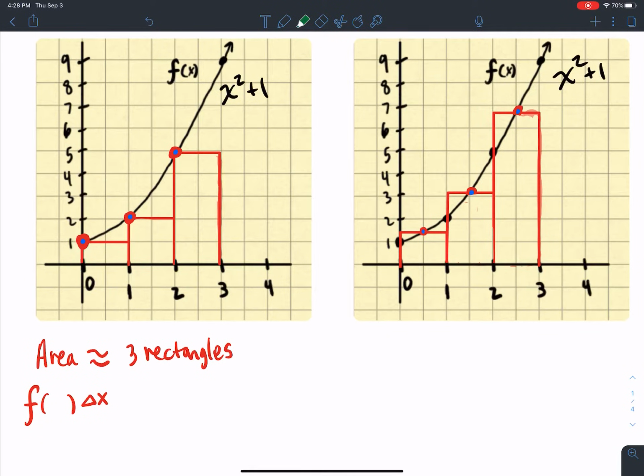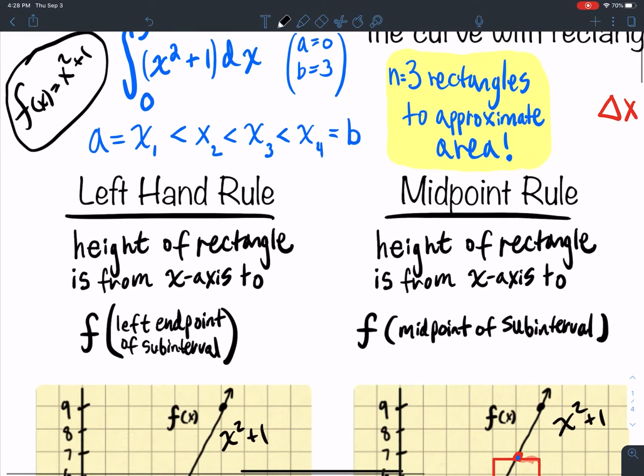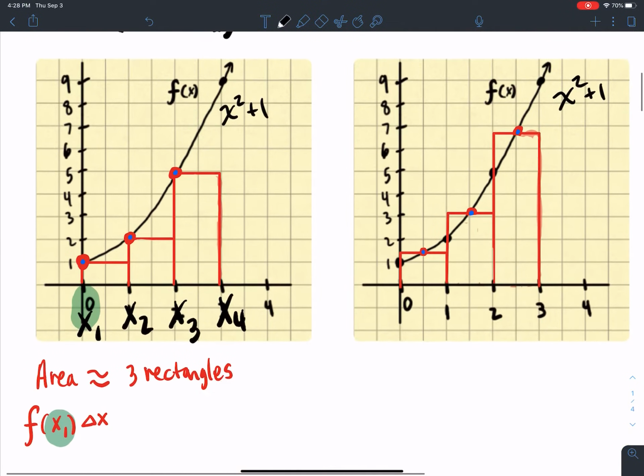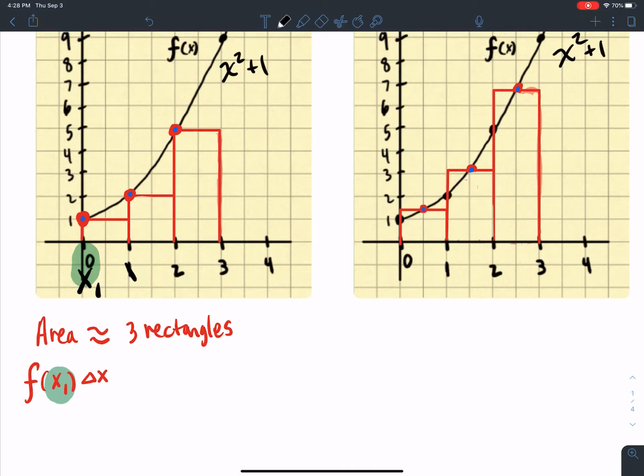To get this output here, I plug a 0 into my function, okay? So that first value I plug in is my x1. So remember, this was x1, this was x2, this was x3, and this was x4. We found that when we partitioned the interval at the very first. So f of x1 outputs this height, and delta x gives me this width. So multiplying them together, you will get this area here.